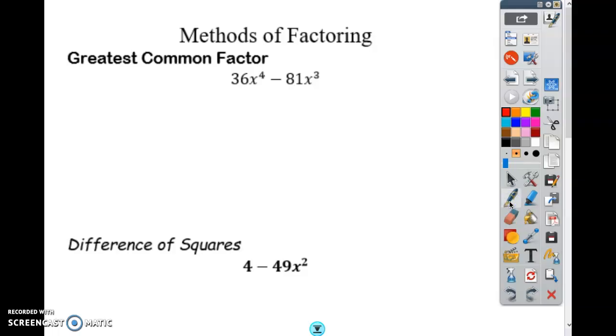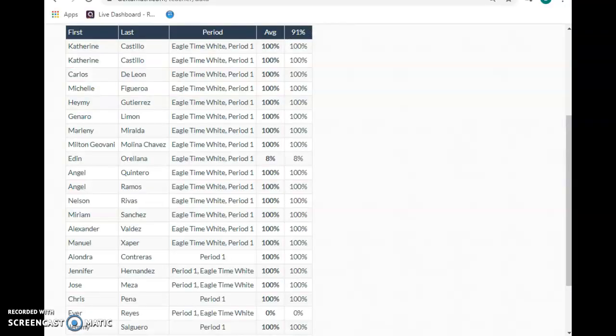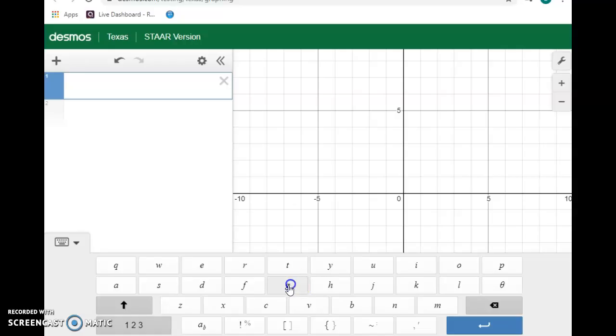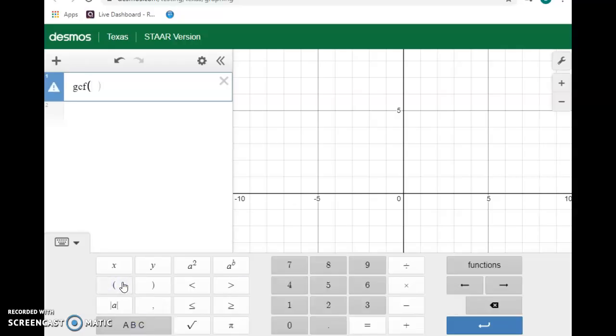Okay? The first type of factoring is greatest common factor. That's the GCF, right? So in the calculator, I'm going to put GCF of 36 and 81 to see what they have in common. Write this down, and let's type it in Desmos. What do they have in common that I can divide out? So greatest common factor of 36 and 81. GCF of 36, comma, 81. So they have a 9 in common.